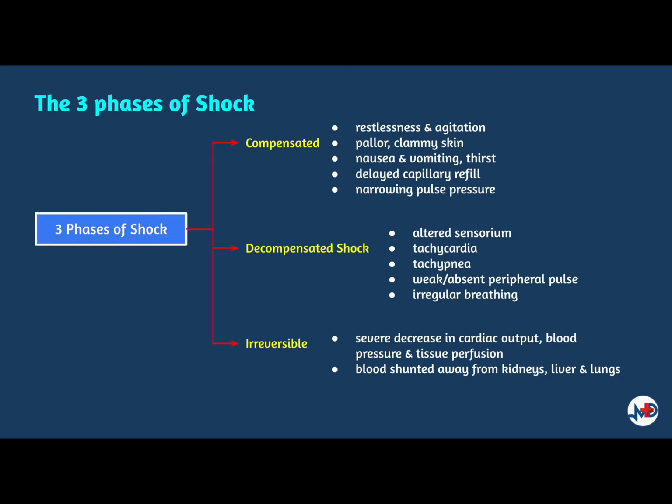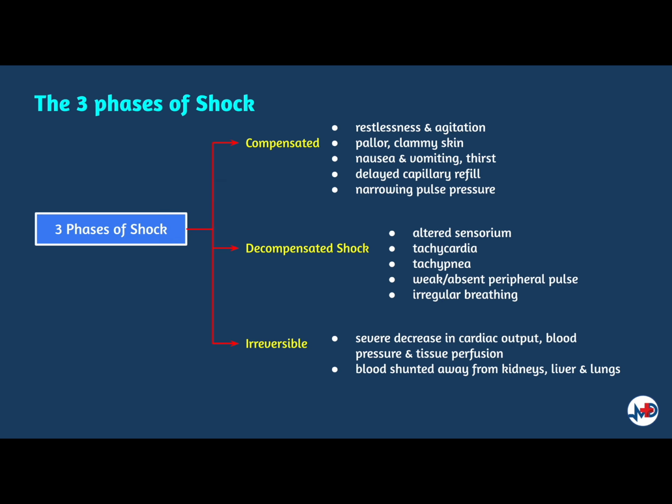The signs and symptoms of compensated shock include restlessness, agitation, and anxiety, which are the earliest signs of hypoxia, pallor and clammy skin, and this occurs because of microcirculation, nausea and vomiting when there's decrease in blood flow to the gastrointestinal system, increased thirst, delayed capillary refill, and narrowing pulse pressure.